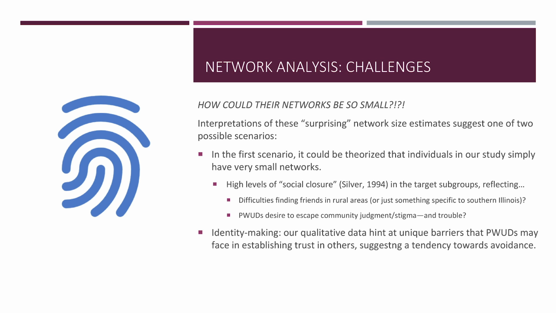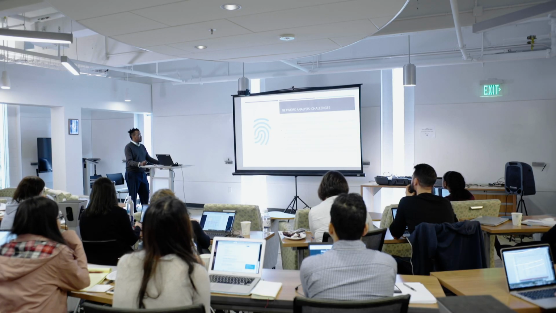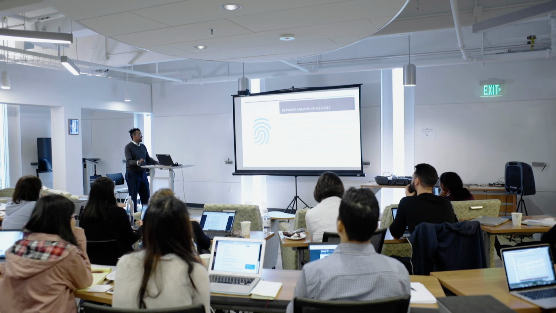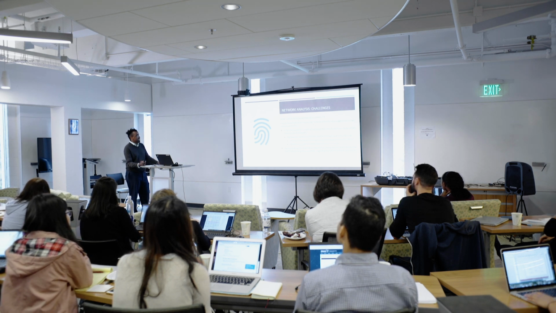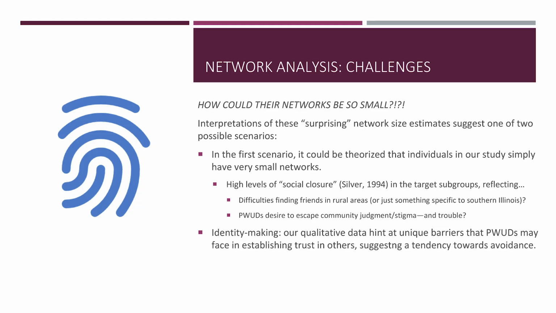One, and this is very sociological in nature, is that they have small networks because of things like high social closure and general isolation. So maybe in these smaller communities they're a little more isolated and have difficulties finding friends, because there's maybe a smaller pool of individuals to pull from. I'm not as convinced by this, but it is one interpretation. More broadly, what I think is a little more compelling is the idea that people in this population are trying to escape community judgment and stigma.